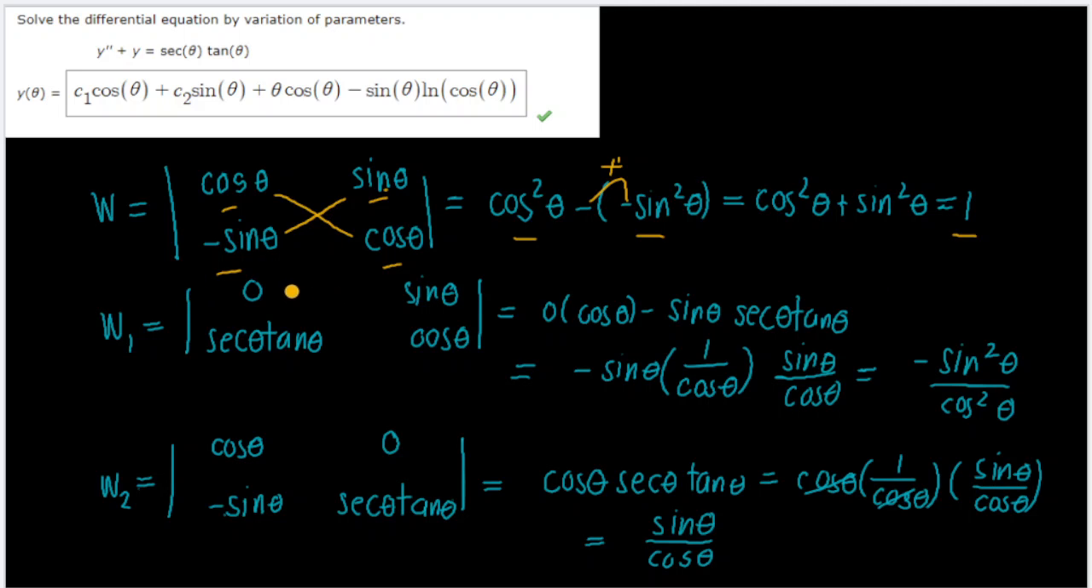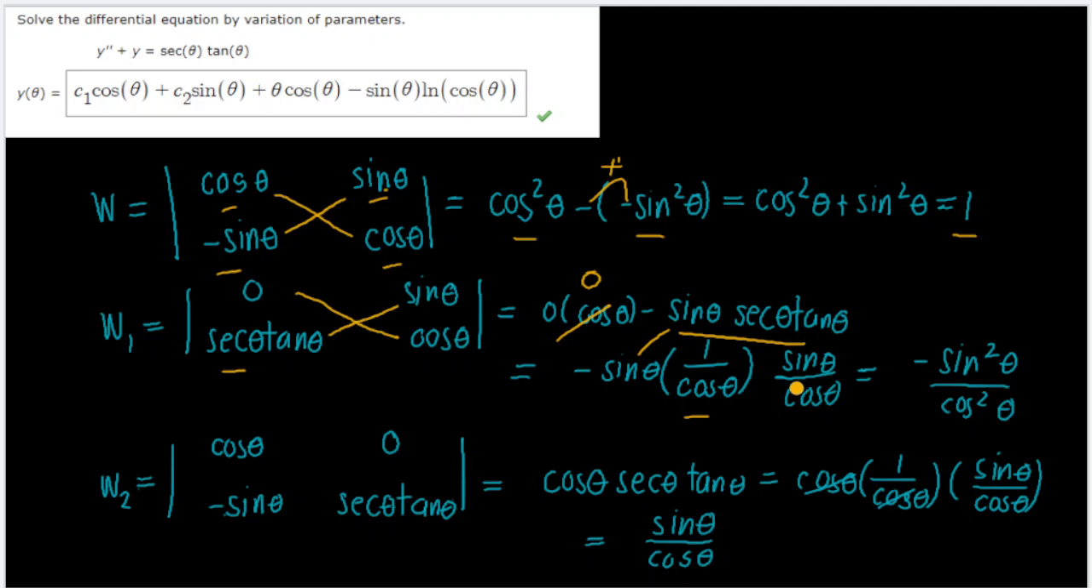We change the first column to 0 and f theta, and let's get the determinant. 0 times cosine theta is just 0, minus secant theta times tan theta times sine theta is this. But we have to simplify this further. Secant theta is 1 over cosine theta. That's why we have it here.